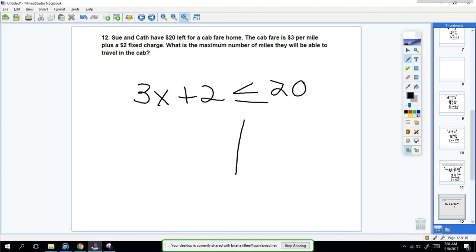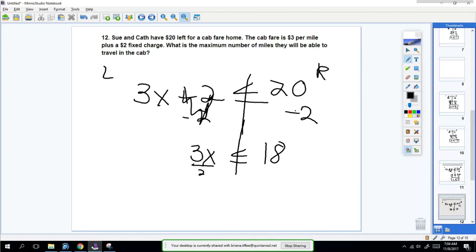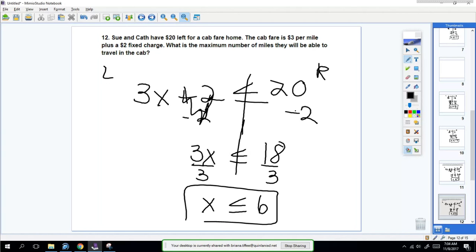So you're going to draw a line. You got a left side and you got a right side. Subtract 2 from both sides. This cancels out. You get 3x is less than or equal to 18. So you're going to divide by 3. X is then going to be less than or equal to 6. So they can go 6 miles or less.